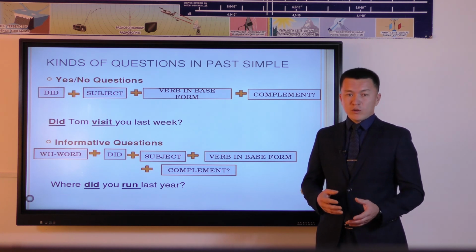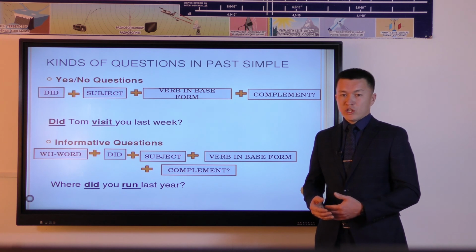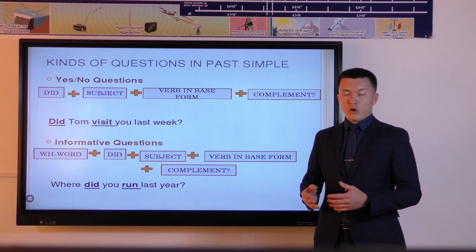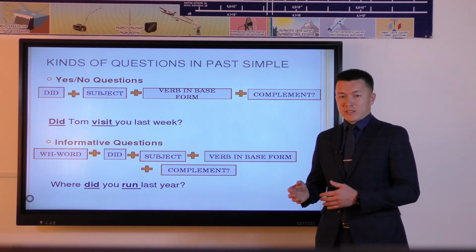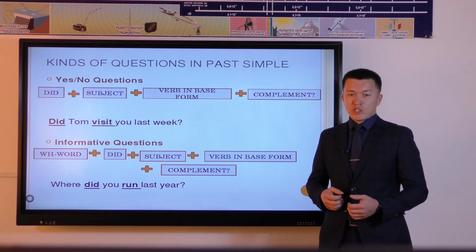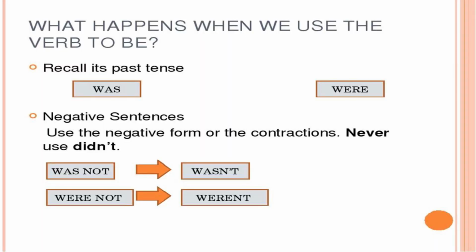And about informative questions, we use a WH question word plus did plus subject and verb in the base form. For example, where did you run last year? And this question asks for a full answer.